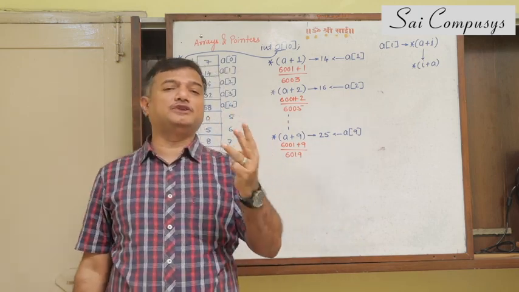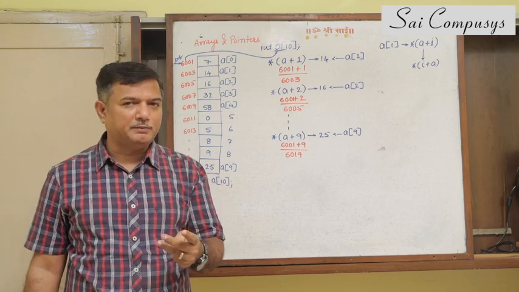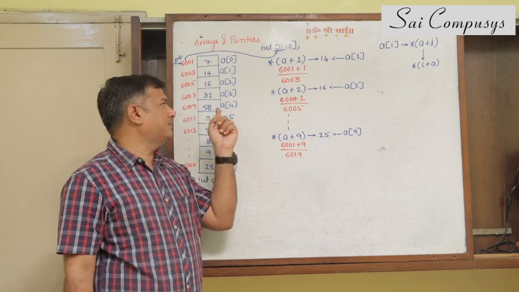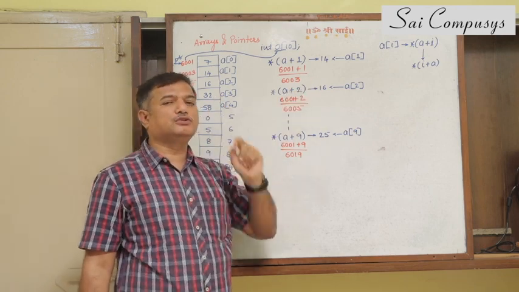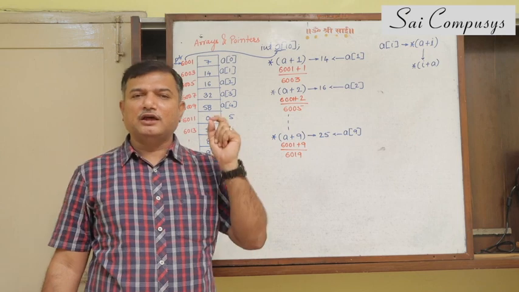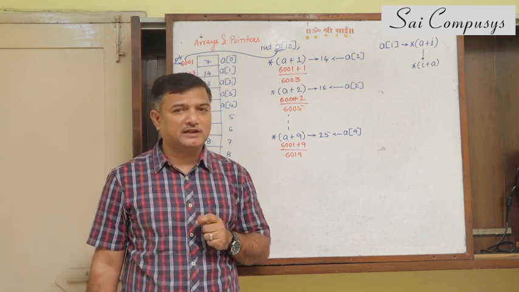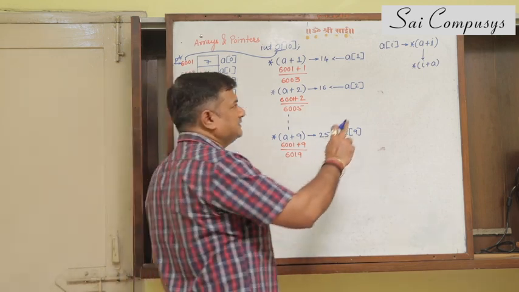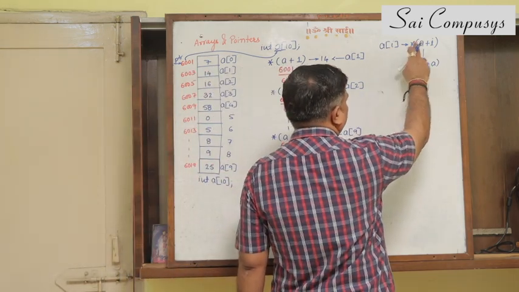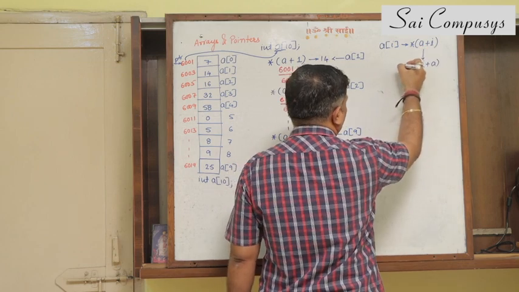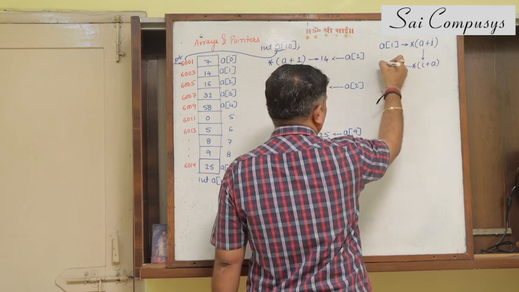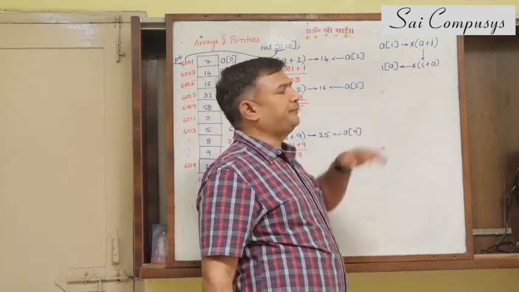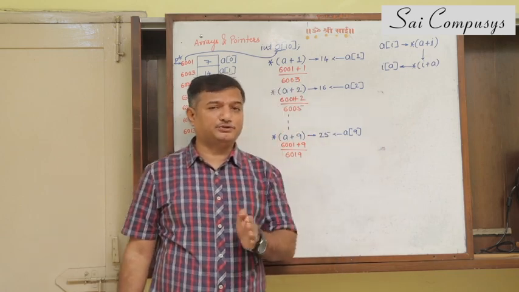So I have got three notations of accessing an element. This element can be accessed by writing A of I, can also be accessed by writing star A plus I, can also be accessed by writing star I plus A. One more thing I can do over here. So just now we calibrated A of I as star A plus I. If that is true, then star I plus A should also be I of A. It looks a bit weird, I of A, but even that is a valid option.